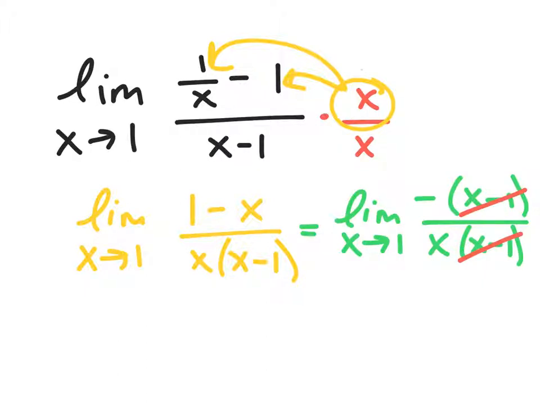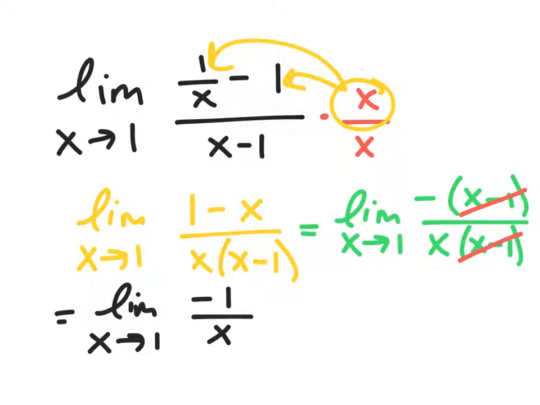And I'm just going to go ahead and clean this up a little bit. I'm going to go ahead and rewrite my limit. So I have the limit as x is approaching 1 of negative 1 over x. This is as simplified as it can get. So now the last step is just go back and plug in x is 1. So I have negative 1 over 1. So the y value that the original equation goes to on the graph would be negative 1 as x is approaching 1.